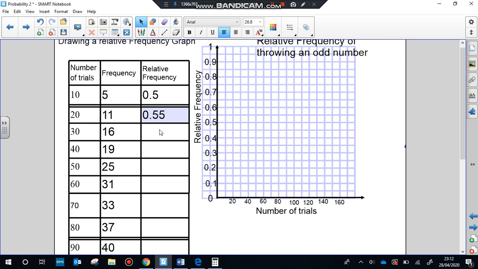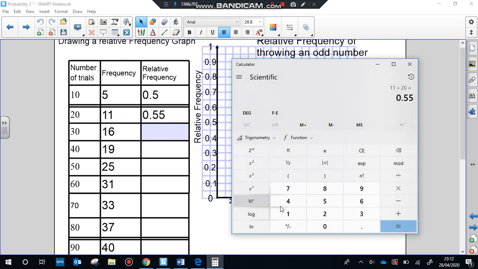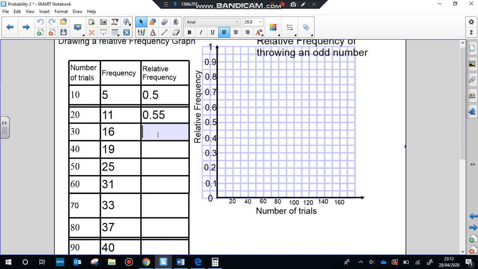Okay, 16 out of 30. Type that in. We get 0.533. It'd be good if you just pause now and fill the rest of those in. Calculate them on your calculator. So this is your total number of trials, this is your frequency, you should be able to fill those in.